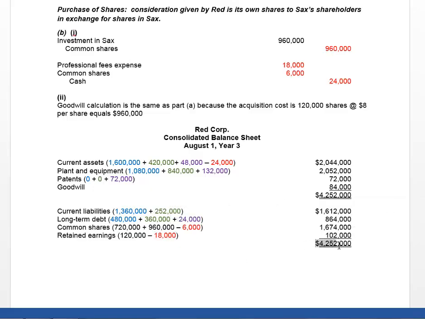So again, we have a consolidated balance sheet that balances, but in this case, unlike Part A, it balances to 4,252,000. So this concludes our discussion of problem 3-7, or I should say of this problem, where we are looking at the purchase of shares to affect a business combination.